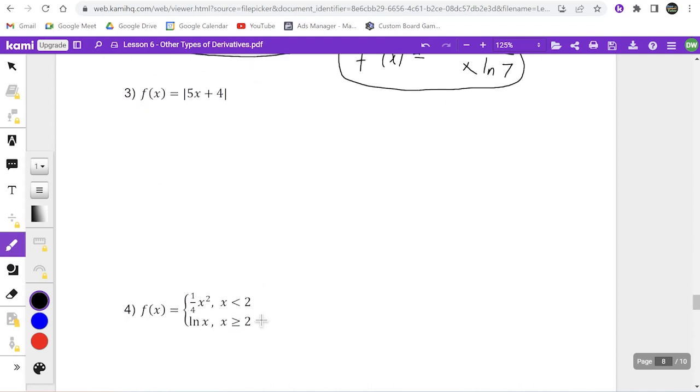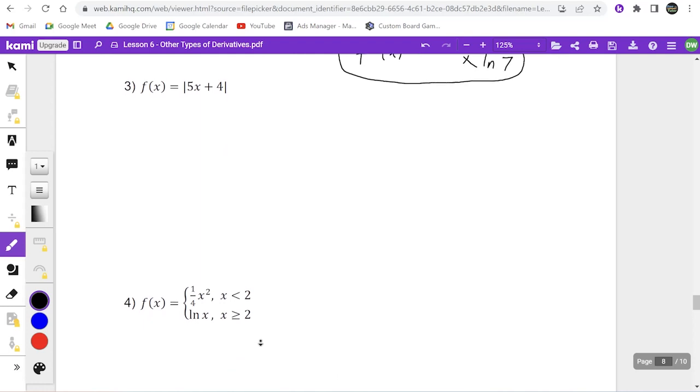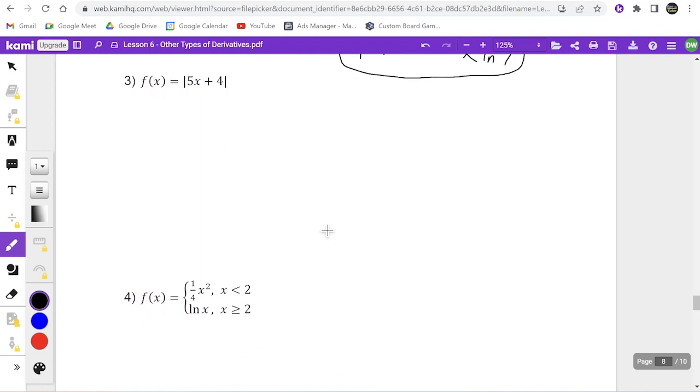Okay, now for number 3. Remember, for absolute value functions, first thing I'm doing, I'm setting this equal to 0. 5x plus 4 equals 0. Subtract 4 from each side. 5x equals negative 4. Looks like we're going to get x equals negative 4/5.